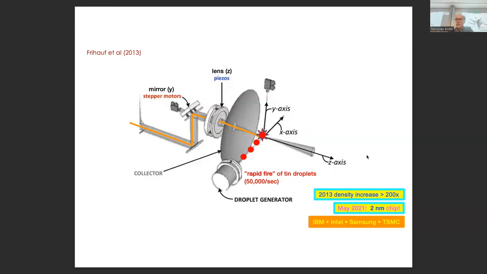So once this problem was solved, the decrease of the wavelength was by a factor of about close to 15, and the increase in the area density of chips was by a factor of about 200 or more. And in fact, that was in 2013. But last year, last May, IBM demonstrated manufacturing of chips with 2 nanometer. So going from over 200 nanometers to 13 to 14 nanometers to 2 nanometer chips. And this technology is now used by all of the semiconductor manufacturers, IBM, Intel, Samsung, Taiwan Semiconductor Manufacturing Corporation.